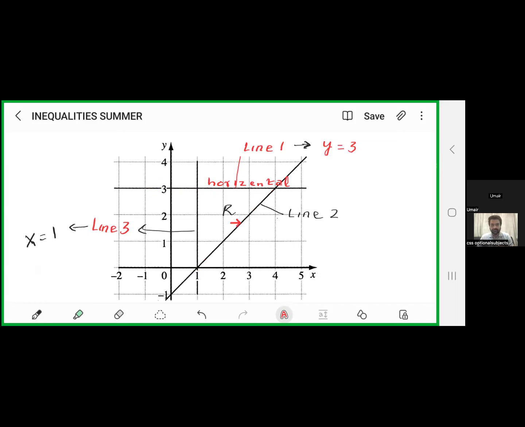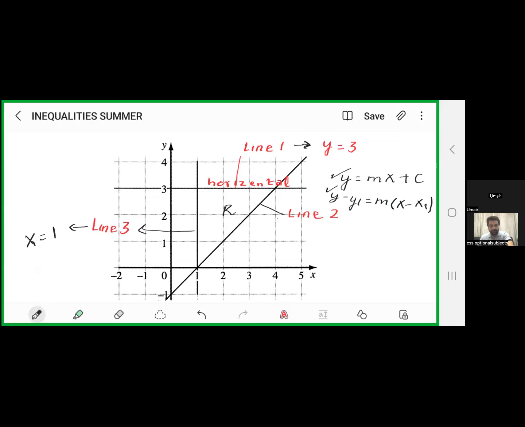You have to find the equation of this inclined line, which is line number 2. To find the equation of line number 2, we have to use the equation y is equal to mx plus c, the slope intercept form. You can also use another equation of a line, which is y minus y1 is equal to m times (x minus x1). This is called point slope form. You can use either of these two equations to find the equation of this line.